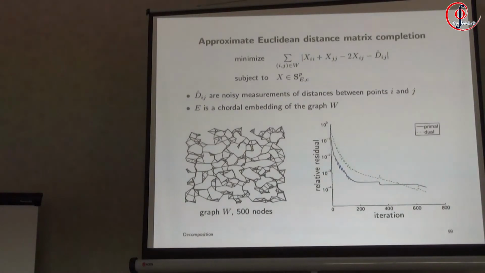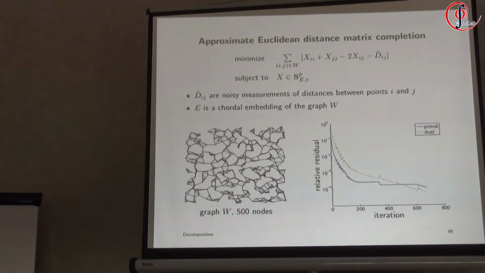X is a variable, and X was the Gram matrix in the EDM formulation we discussed yesterday. You don't need all the entries in X as variables, but only entries in a chordal embedding of the original graph, and that's E. The constraint on X is that X has to be positive semidefinite completable.